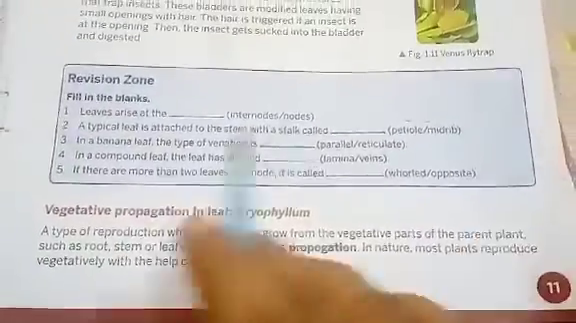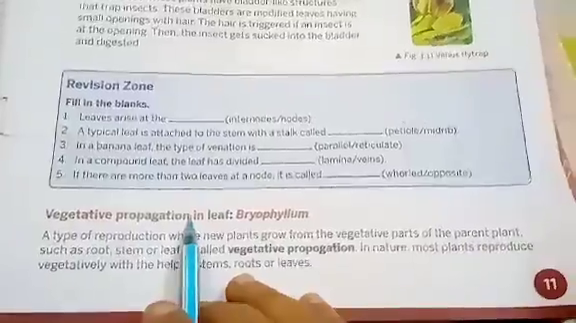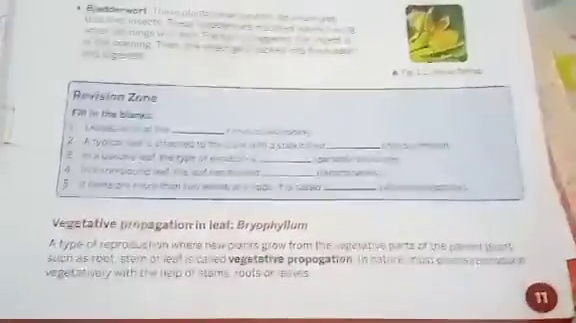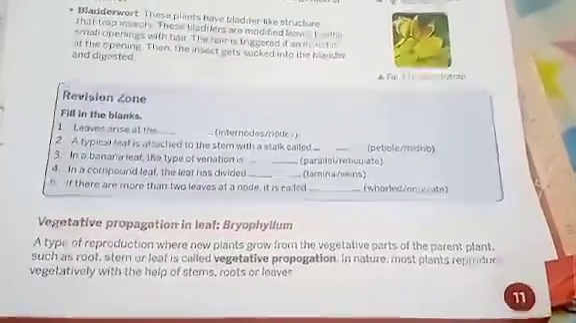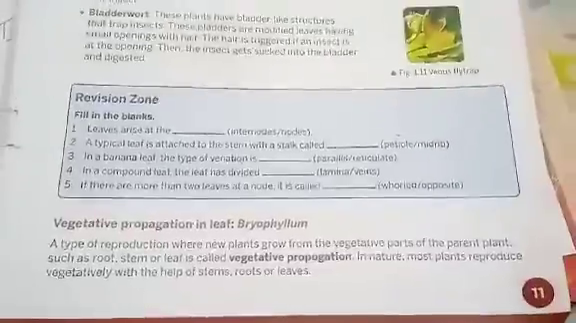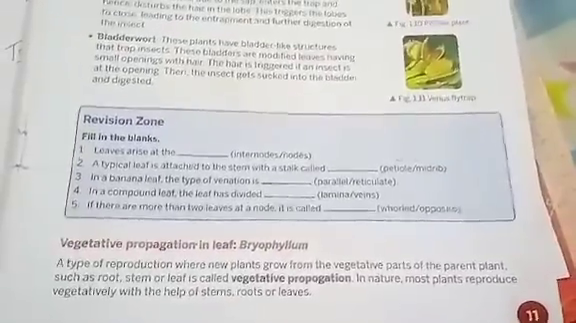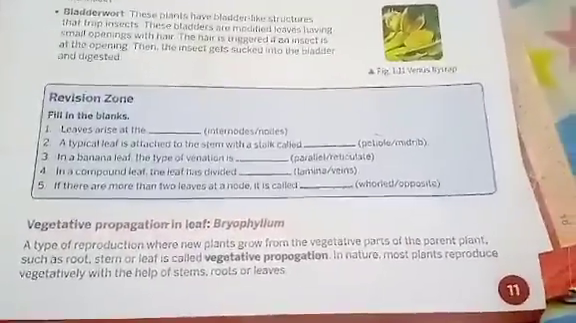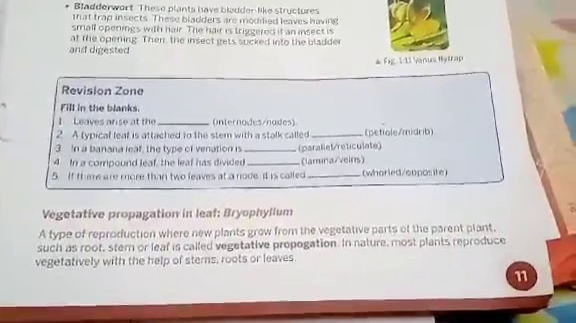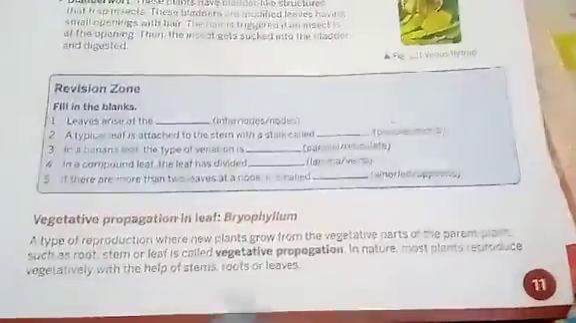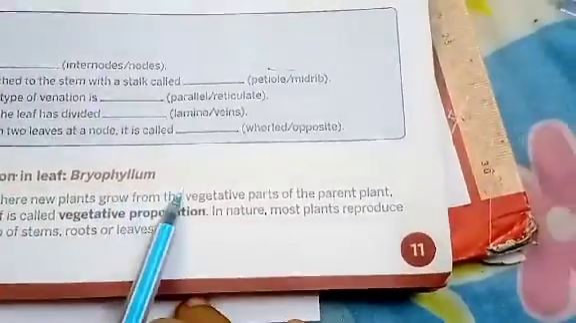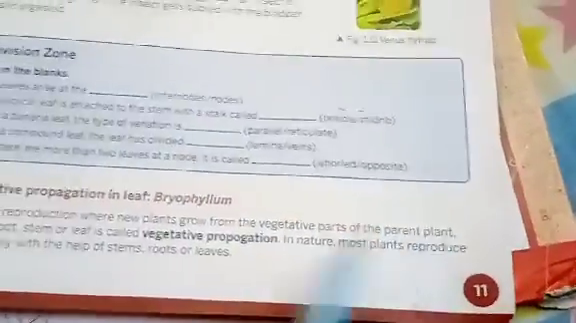What is the meaning of this vegetative propagation? You know what is reproduction children? Reproduction means the process of giving birth to new individuals of the same type. That is called reproduction. So reproduction is of two types. One is sexual and one is asexual. So sexual reproduction you will read in senior classes. Now vegetative propagation means a type of reproduction where new plants grow from the vegetative parts of the parent plant.